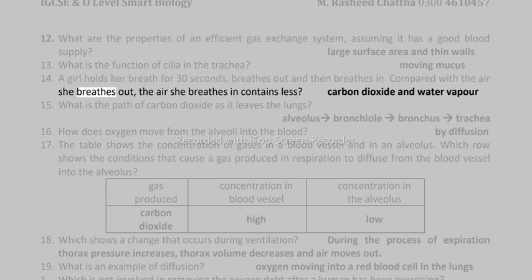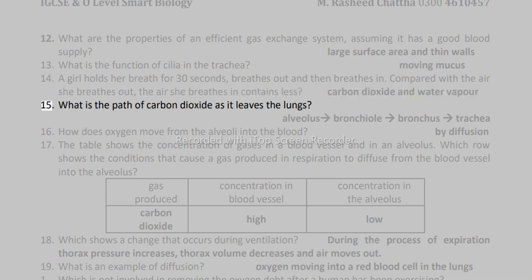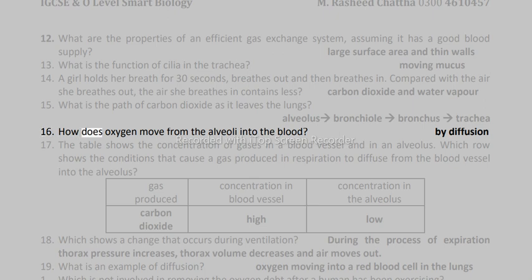Compared with the air she breathes out, the air she breathes in contains less carbon dioxide and water vapor. 15. What is the path of carbon dioxide as it leaves the lungs? Alveolus, bronchiole, bronchus, trachea. 16. How does oxygen move from the alveoli into the blood?